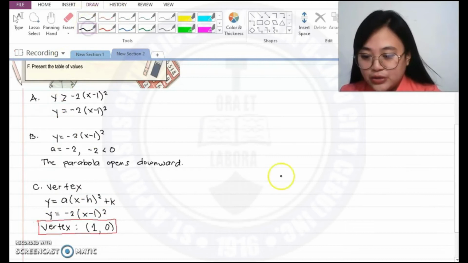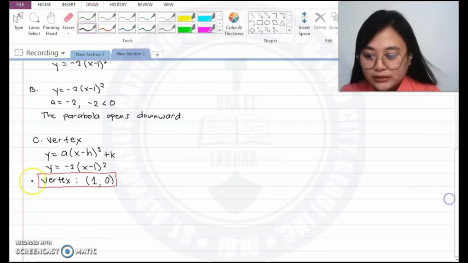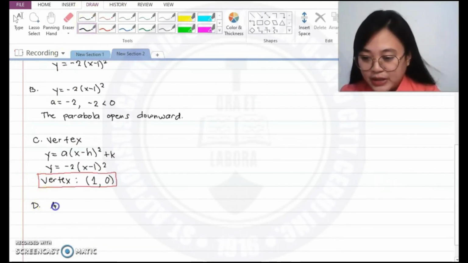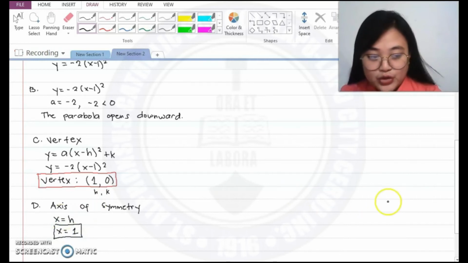Letter D, we need to solve for the axis of symmetry. We know that our axis of symmetry is equal to h, and h here, class, is from the h, k, so our h is equal to 1. Therefore, our axis of symmetry is x equals 1. Now let's move on to the x-intercepts.